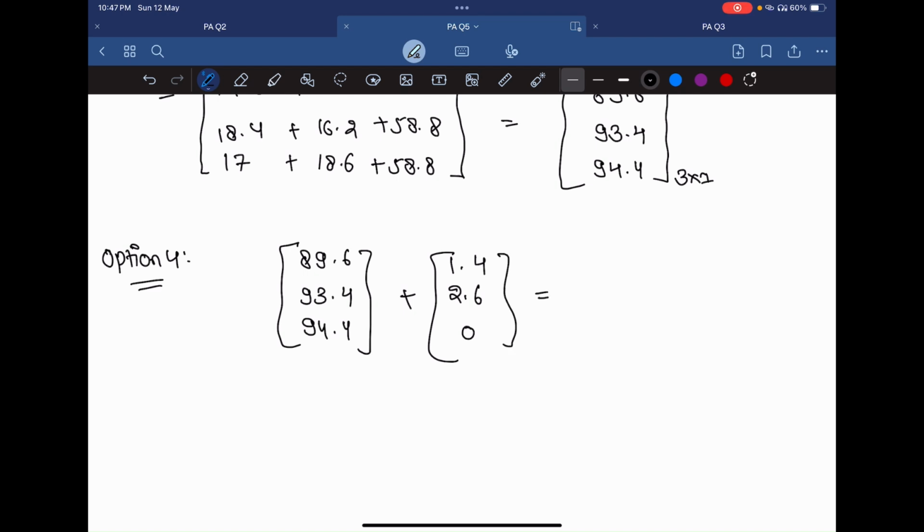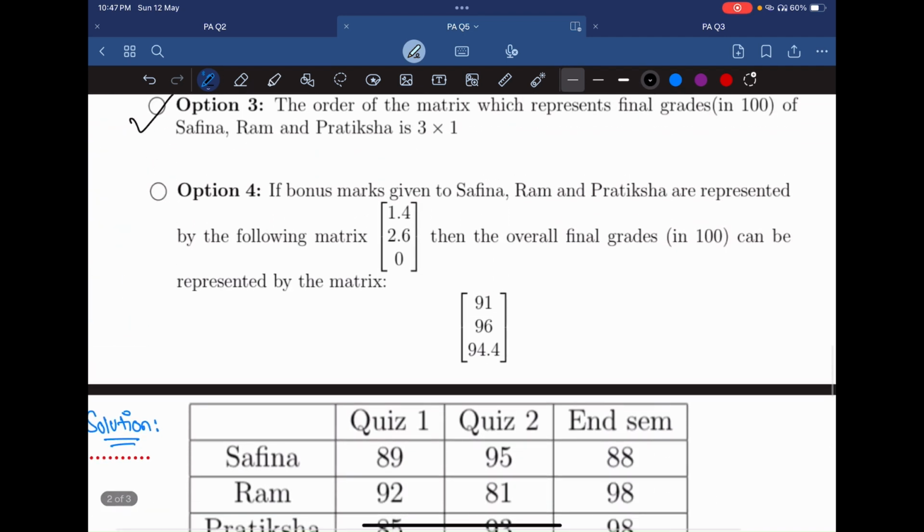So now their final grade would be 91, 96 and 94.4. So this will be their final grade, and that is exactly what is given in option 4. Hence option 4 is also correct.